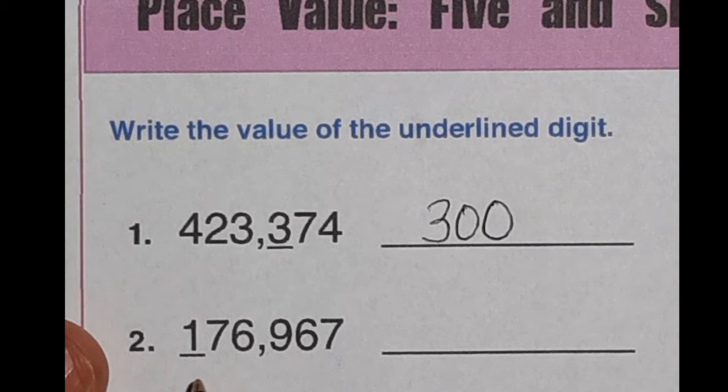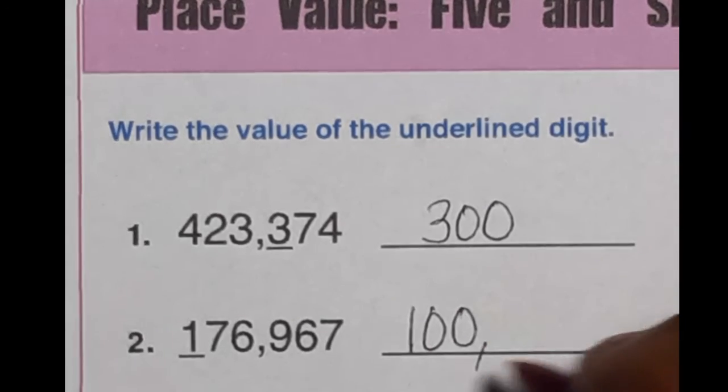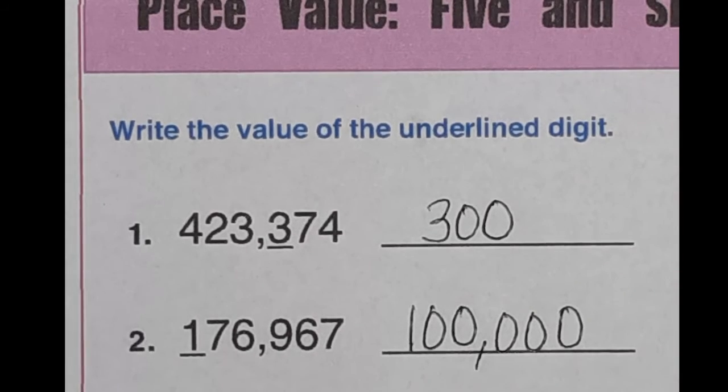Our number is 176,967. The number that is underlined is the 1. So what is the value of the underlined digit? All right, the 7 is in the ones place, the 6 is in the tens place, the 9 is in the hundreds place, the 6 is in the thousands place, the 7 is in the 10,000s place, and the 1 is in the 100,000s place. So the value of the underlined number would be 100,000, which is 6 digits.